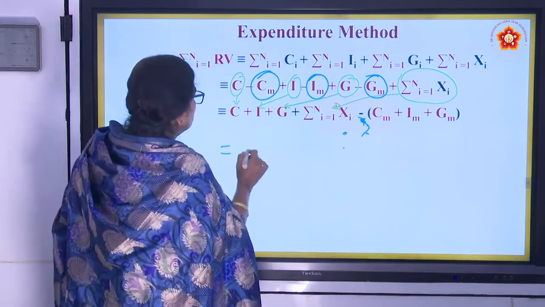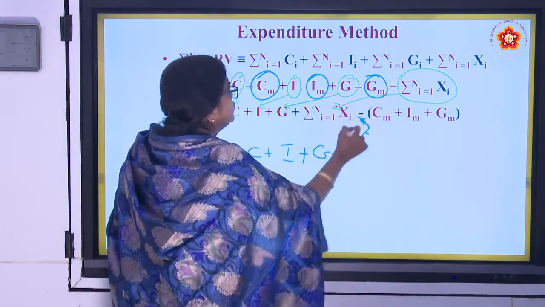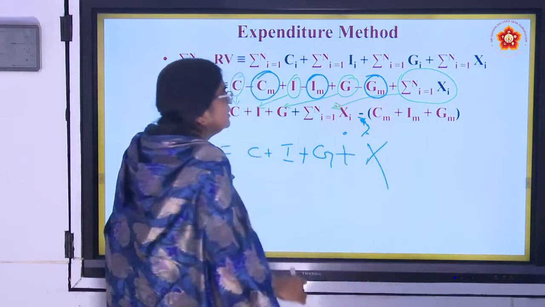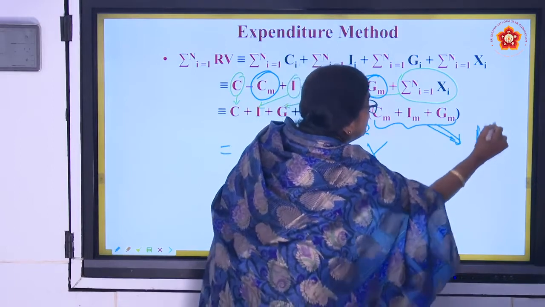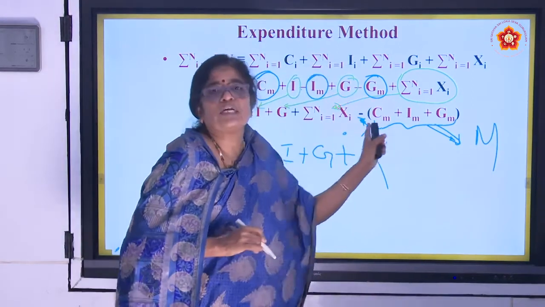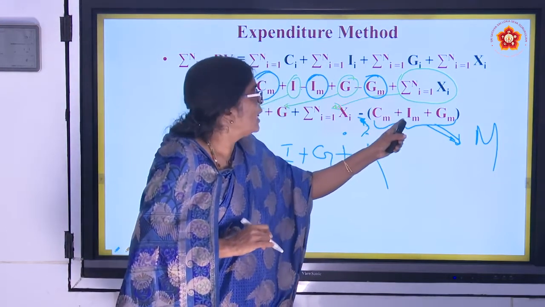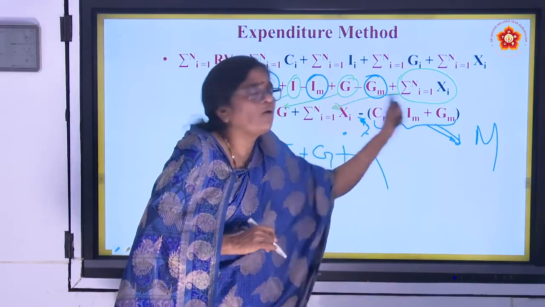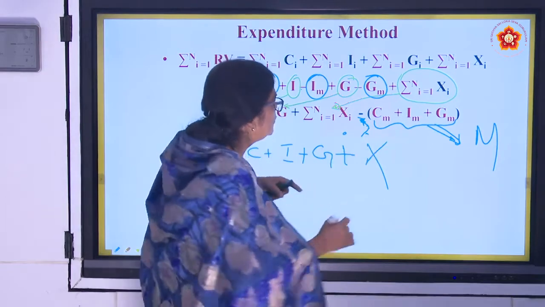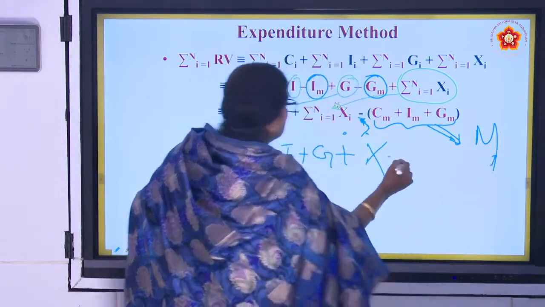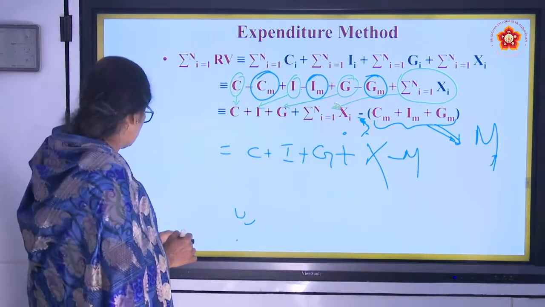And therefore, what are we going to do now? C plus I plus G, the summation of XI we are going to mention as X, and all this together we are going to denote by M. M means total import expenditure, total import expenditure by consumers, for the investment, and by the private firms, and also by the government. Therefore, we get C plus I plus G plus X minus M. This is the final equation or formula for the expenditure method we are going to derive.